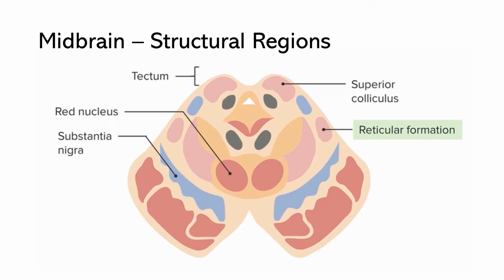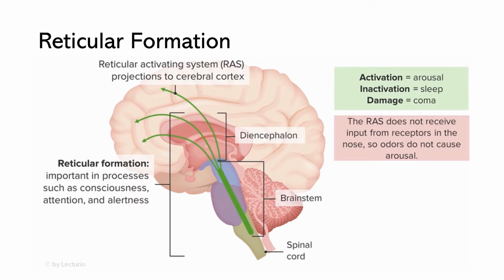So in this figure, you can see your tectum, and because we're looking down, or this is a superior view, we can see the superior colliculus or the superior colliculi. As well, we can also see the red nucleus and the substantia nigra. And in this part of the brainstem, between the colliculi and the substantia nigra, we find our reticular formation. The reticular formation extends from the superior spinal cord through the brainstem and all the way to the diencephalon.